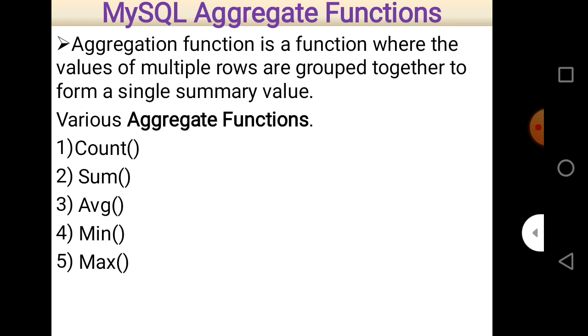An aggregate function is a function where the values of multiple rows are grouped together to form a single summary value. That's why they are called aggregate, because they aggregate, or make a sum, or give you a summary value. So the count function is used to count the number of rows, the sum function to add different values, and average to calculate the average of different values. So let's start.